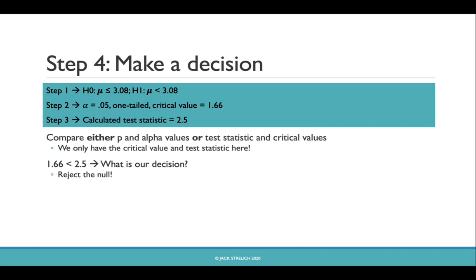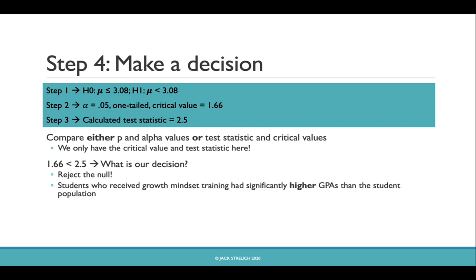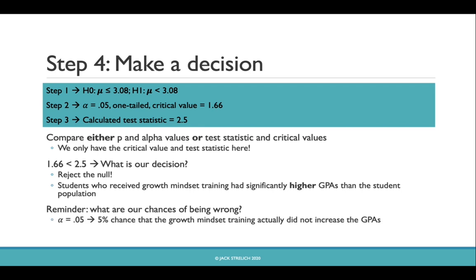And the answer, of course, is that because our test statistic exceeds our critical value, we reject the null and conclude that students who received growth mindset training had significantly higher GPAs than the student population in general. And remember, our chances of being wrong here are determined by alpha. Because we selected an alpha of 0.05, we accepted a 5% chance that the growth mindset training actually did not increase GPAs.